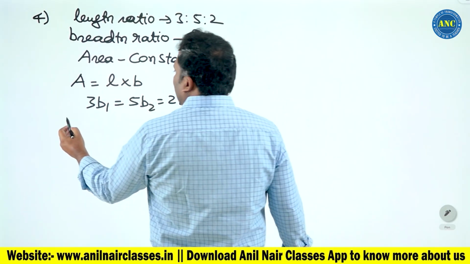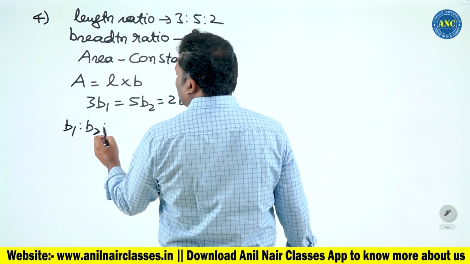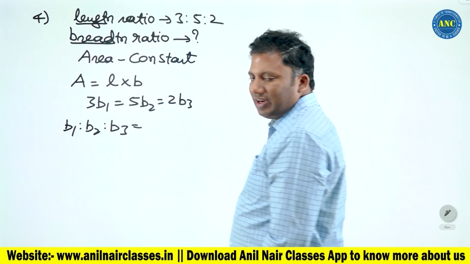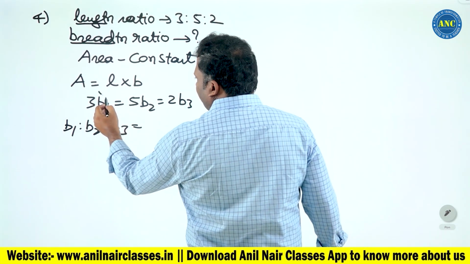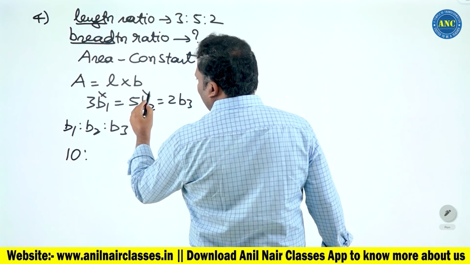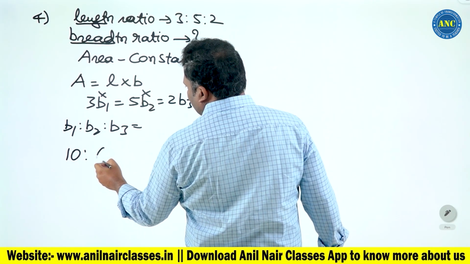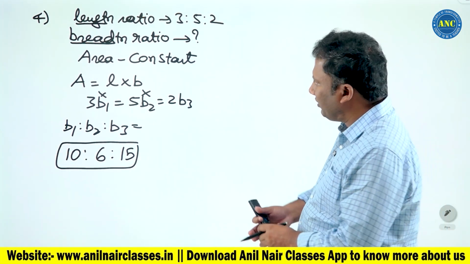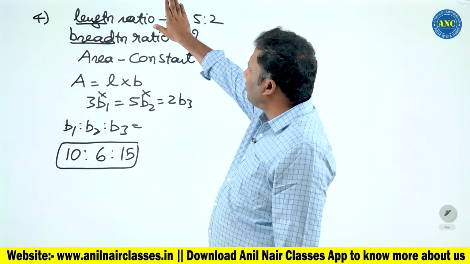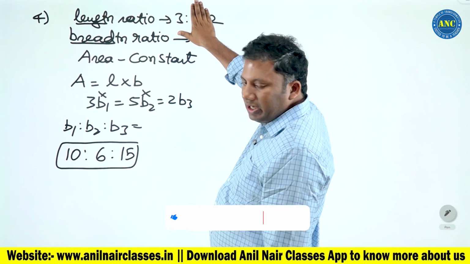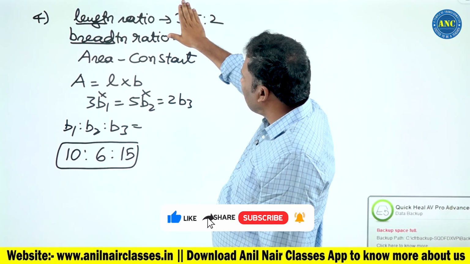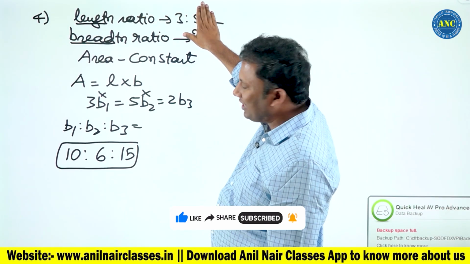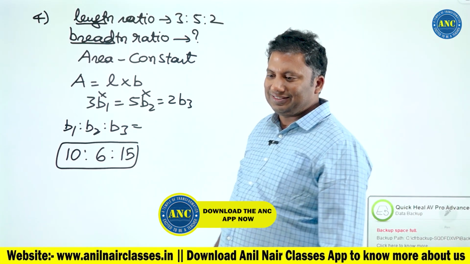So we need to find b1 is to b2 is to b3. Length increases, breadth decreases, so directly you can find the answer. b1 will be 5 2s are 10. b2 will be 3 2s are 6. b3 will be 5 3s are 15. So 10 is to 6 is to 15. Directly you can say, for the first, cross 3: 5 2s are 10. Next ratio, cross 5: 3 2s are 6. Next ratio, cross 2: 3 5s are 15.